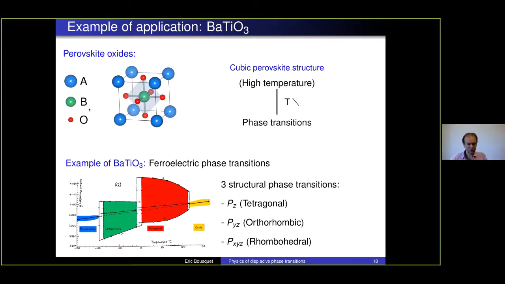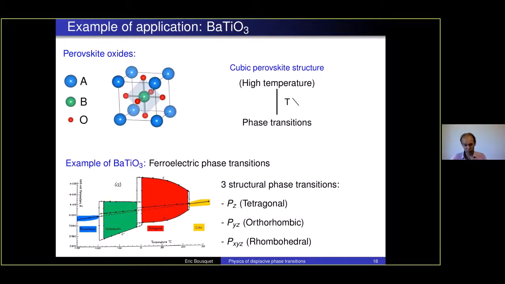Barium titanate is a cubic perovskite that I represent here. It is a cubic structure. You can visualize it by putting the A cations on the corner, with the formula unit ABO3. So A will be the barium here, B the titanium, and O the oxygen. You have the barium on the corner of the cube, the titanium in the center of the cube, and the oxygens form an octahedra around the titanium like that.